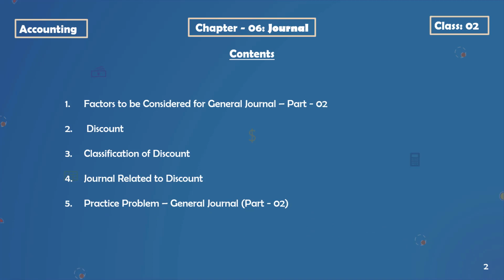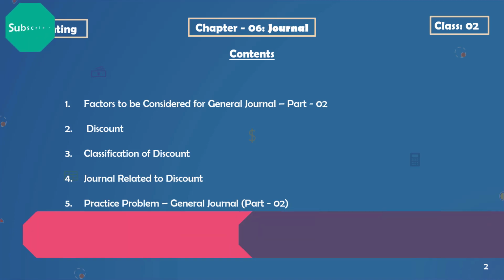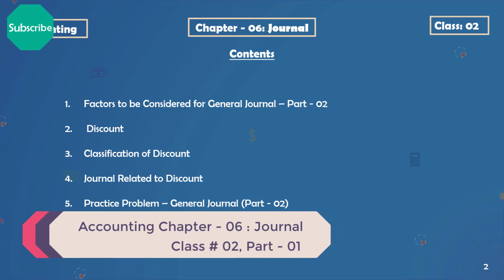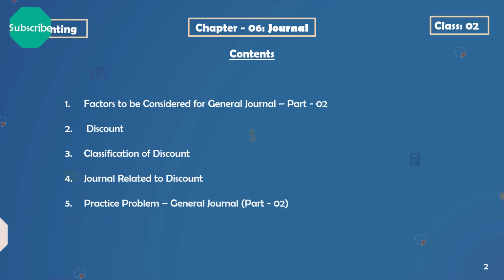Well, in our previous class we studied various factors that must be considered while preparing journal entries. Now we will learn more factors that we need to consider while we record journal. So this is part 2 of factors to be considered for general journal. Then we will learn an important topic of accounting, that is discount. You are very familiar with this, aren't you? Of course, whenever we go for shopping, we look for discount. So we will study discount.